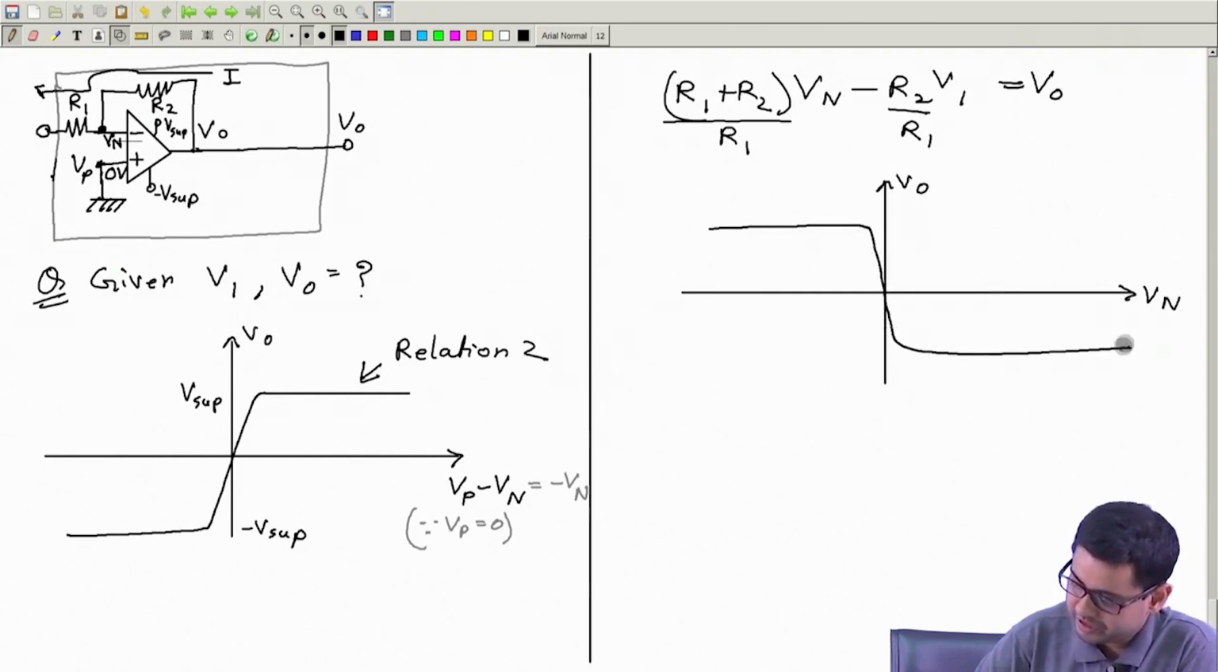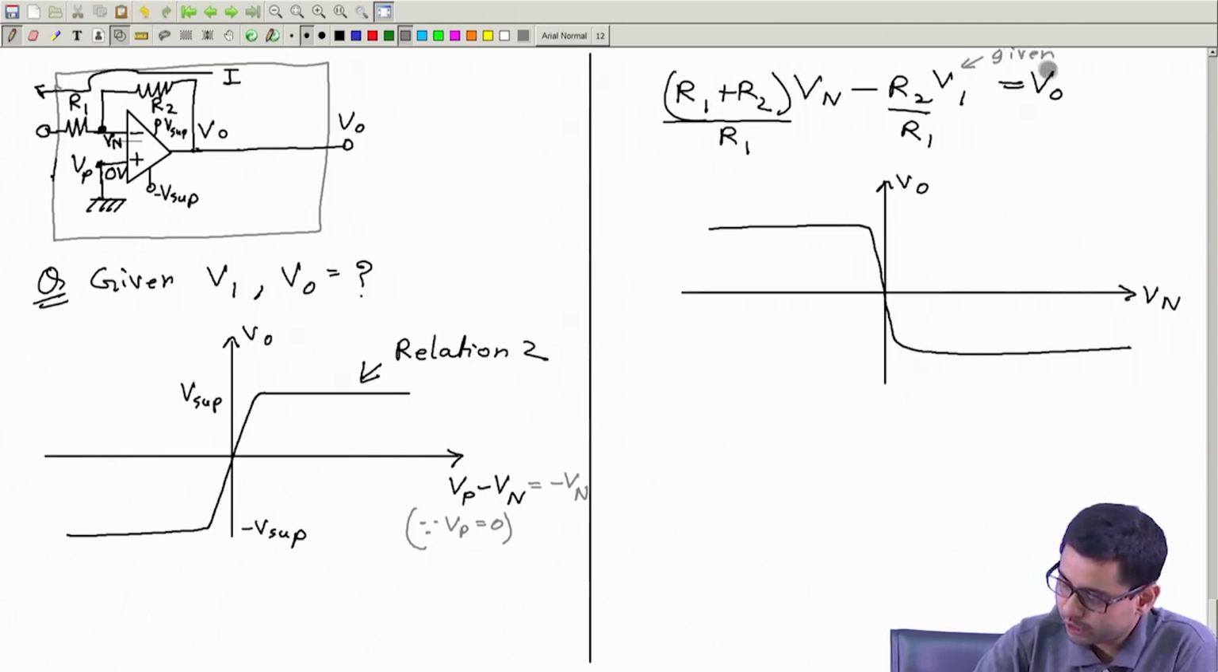So this is a mirror image. Okay, so this is Vn versus output, because Vp is 0. And the other relationship between Vo and Vn is like this. So you see, Vo is Vn times something minus something. V1 is known, so this is known. This V1 is given.